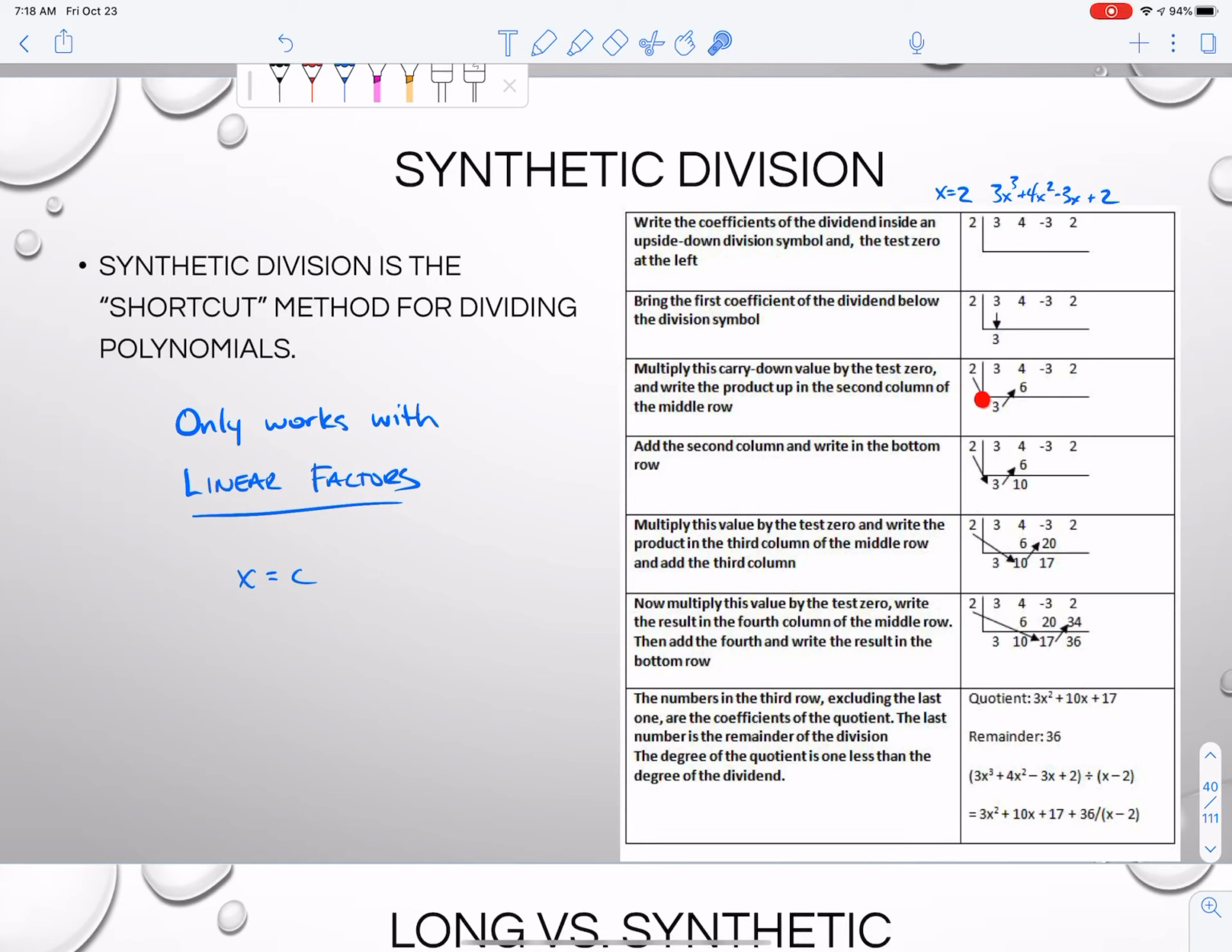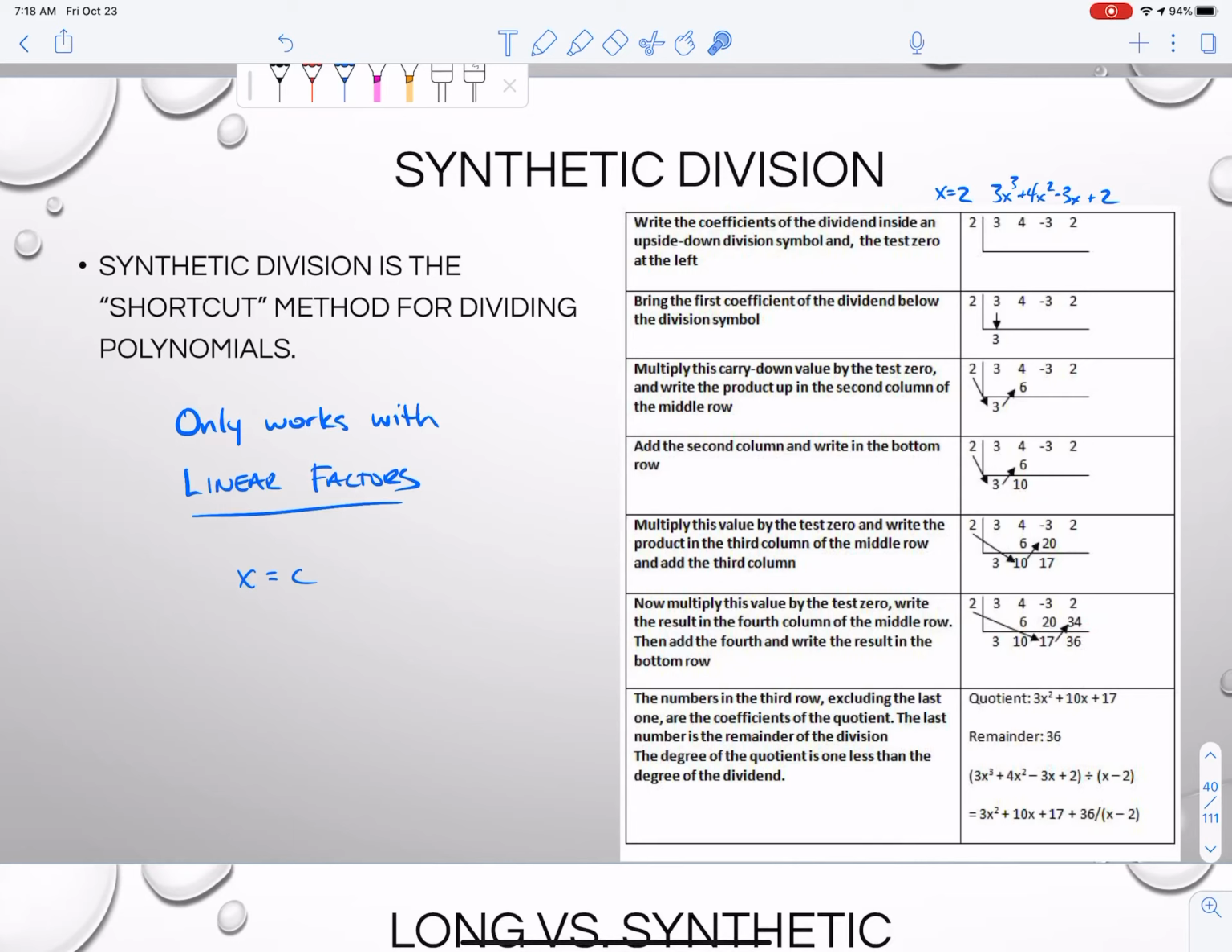Now I'm going to multiply my divisor times that new value at the bottom. So 2 times 3 gives me 6, and I write it up at the next line. Now I add these two values. When I add these two values, I get the 10, and I write it down below. Now I take 2 times the 10 and write it up above, and I get a 20. Now I add, negative 3 plus 20 gives me the 17. I repeat, 2 times 17 is going to give me a 34. 2 plus 34 is going to give me a 36.